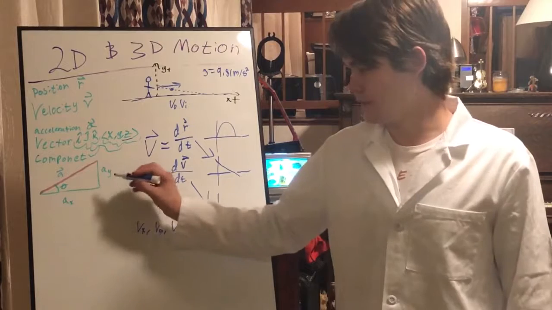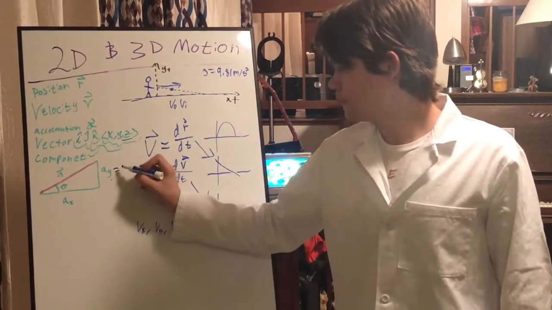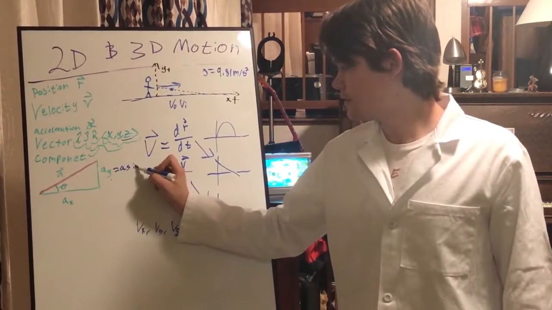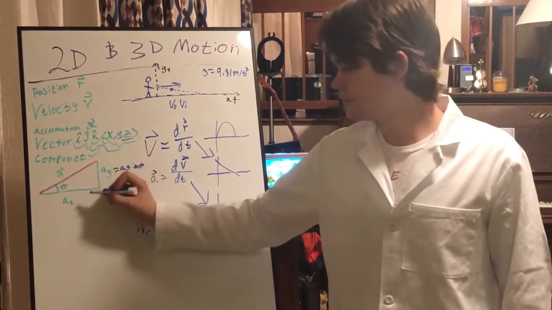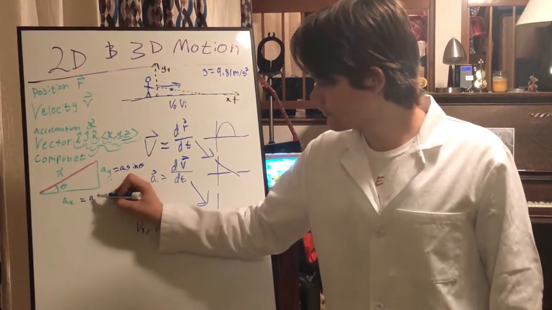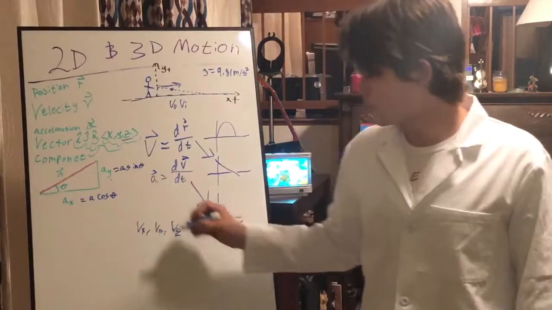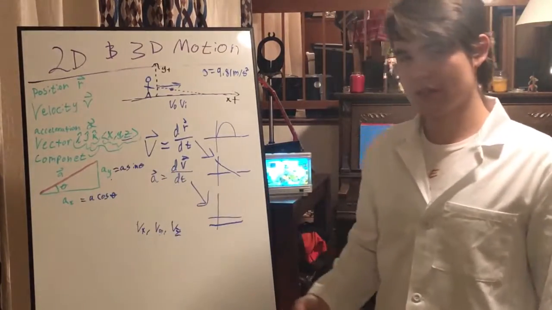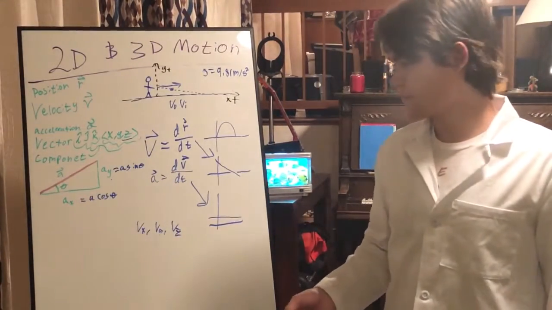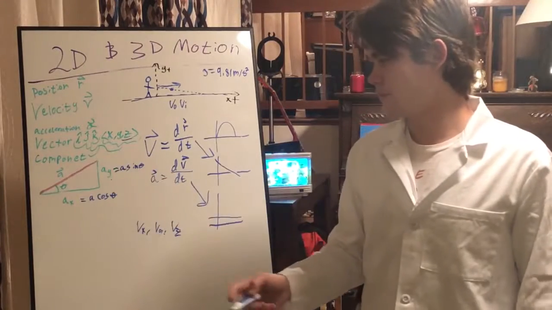Y, being opposite of theta, would be equal to A sine theta. X, being adjacent, would be equal to A cosine theta. And if you know both of these, but not the overall acceleration, you can use the Pythagorean theorem. Ax squared plus Ay squared will equal A squared.